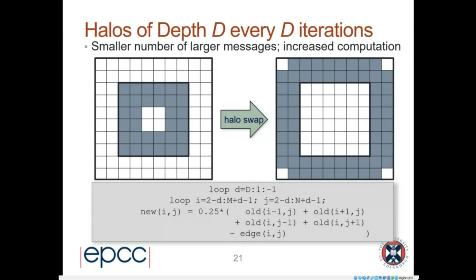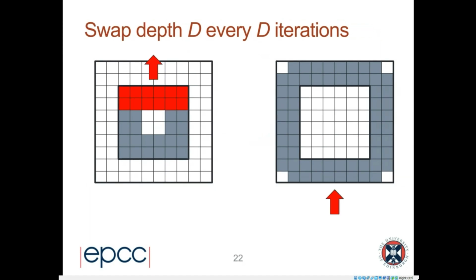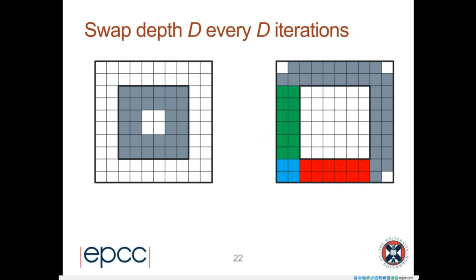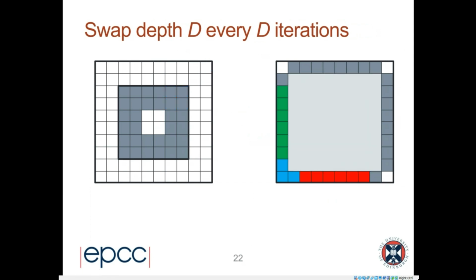Again, the logic's quite hard to get right, so I'm not going into any detail. I have some nice pictures here. You swap depth D every D iterations. So this is showing you swapping halos of depth 2 every 2 iterations. The problem is you need this diagonal communication, because if you do up, down, left, right followed by up, down, left, right, that gives you a diagonal. So you need diagonal information, which is a bit of a nightmare. So you end up doing more communications.